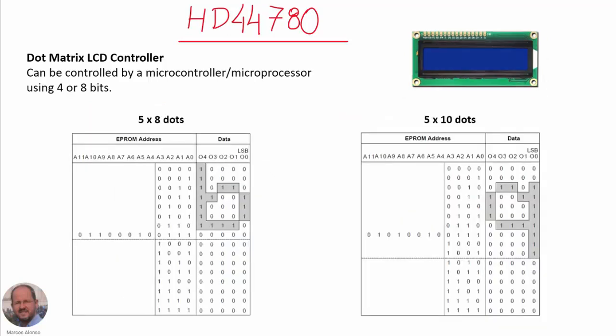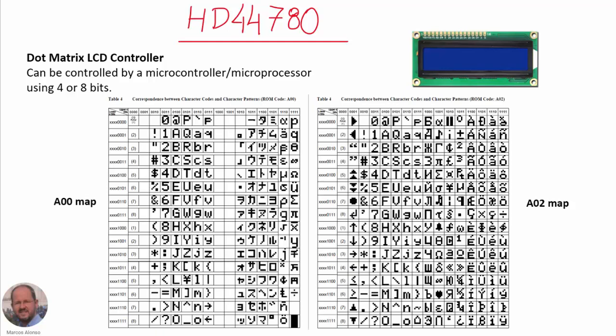This chip can be used in two types of LCDs. It can drive LCDs with a total of 40 dots, in which the characters are formed with 5 columns and 8 rows. And it is also possible to use this chip to drive LCDs with a total of 50 dots in a configuration with 5 columns and 10 rows. And finally, the chip also incorporates two maps of characters. One is the A00 map, where we can see all the characters here on the left, and then we have the A02 map with the characters shown here on the right.